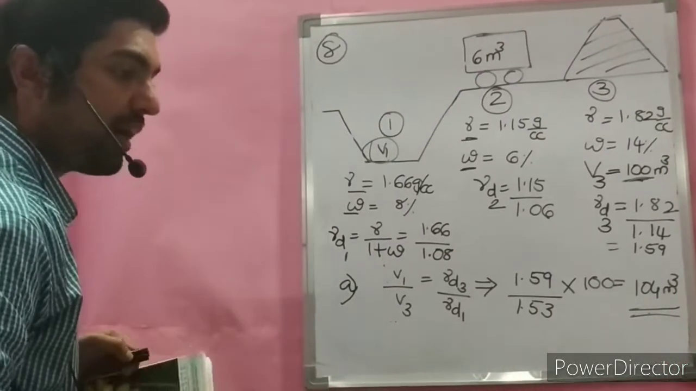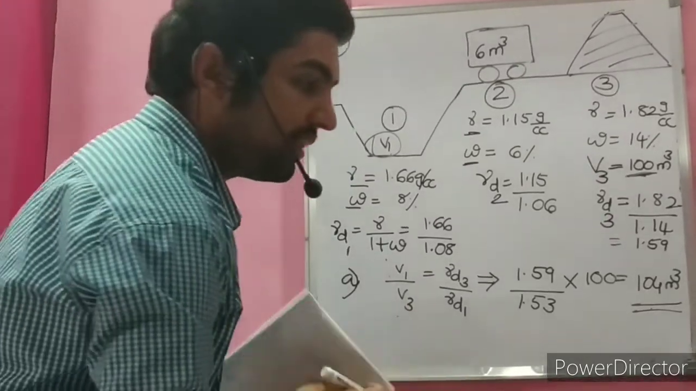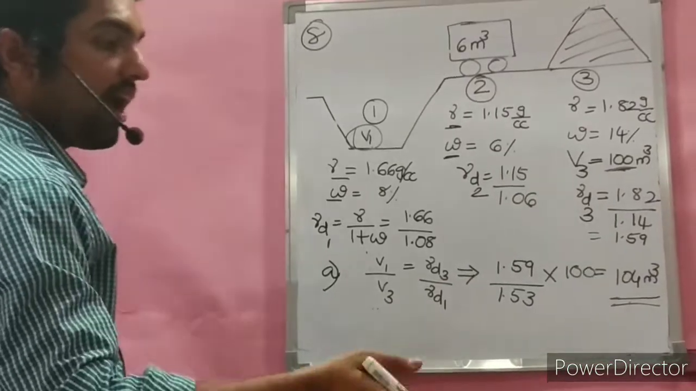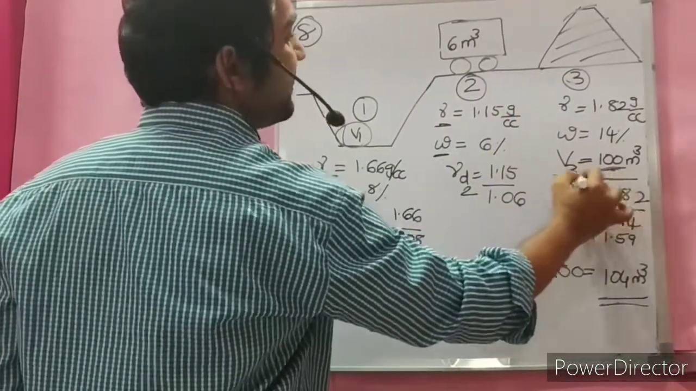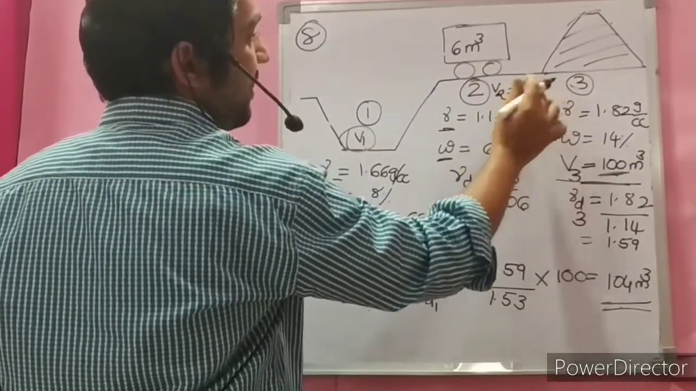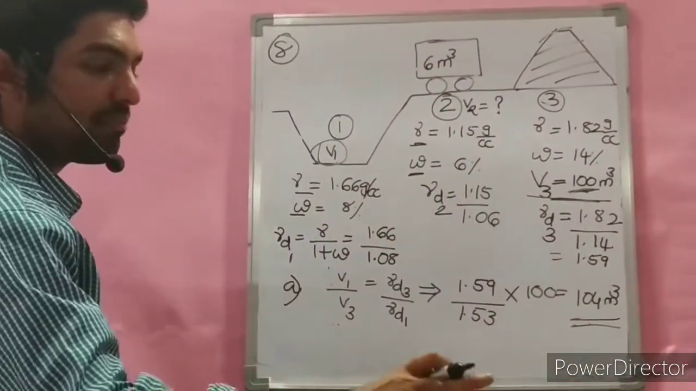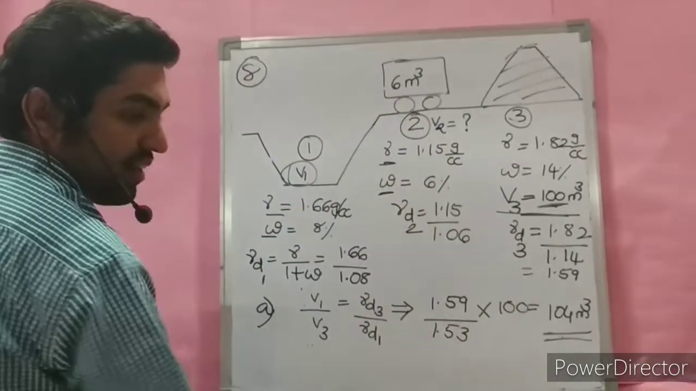Now we will go for part B of the question. Part B, what is asked? Find the number of truckloads of soil required to obtain 100 cubic meter of compacted earth fill. So V3 is the same, you are asked to find V2. If you know V2, then only you can find the number of truckloads. They ask the number of truckloads required to obtain 100 cubic meter of this fill.